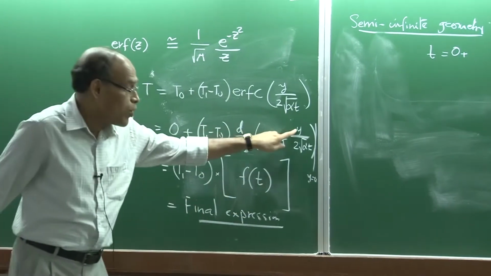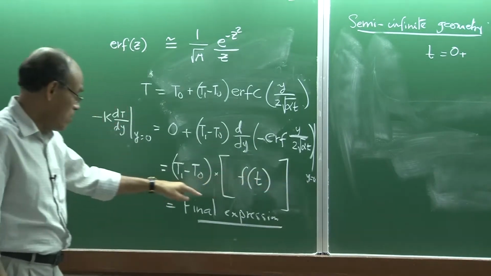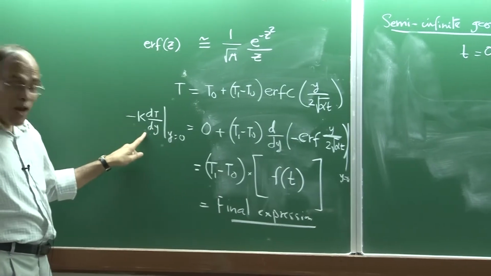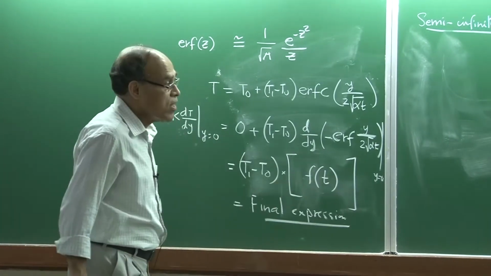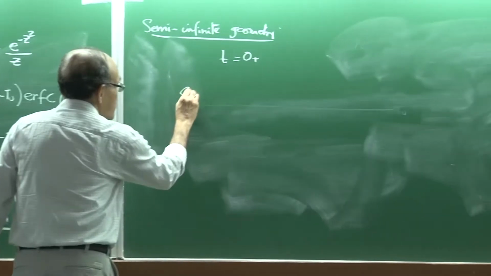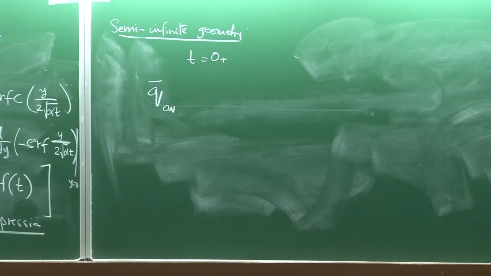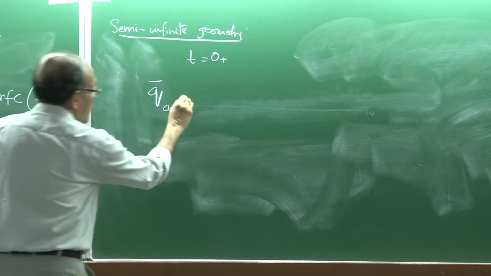The y dependence will go, because we will substitute y is equal to 0. So, as a result of which, what you are going to get is the flux, which is a time dependent flux. So, now what you require is also a q average, and this averaging is nothing but the time averaging.